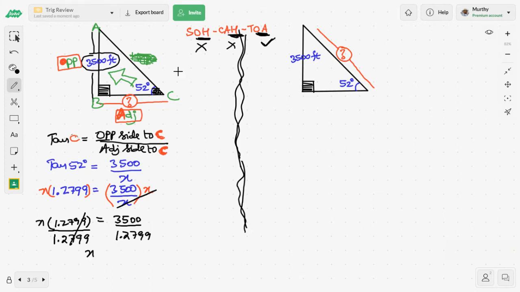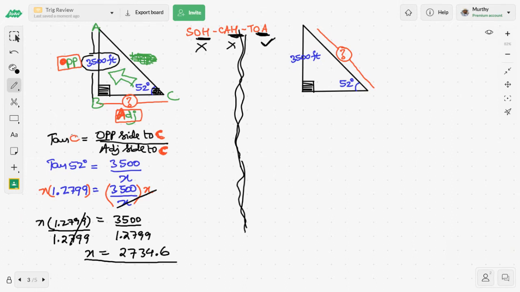So the value of x equals, use your calculator, 3500 divided by 1.2799. I'm taking my calculator, 3500 divided by 1.2799. It's giving me 2734.588. So I'm taking the nearest value, which is 2734.6 approximately. So that's the value of x.